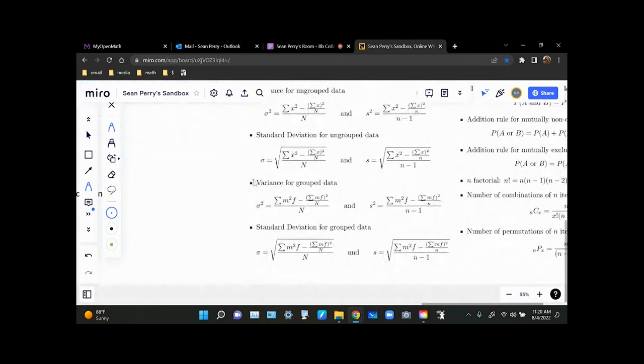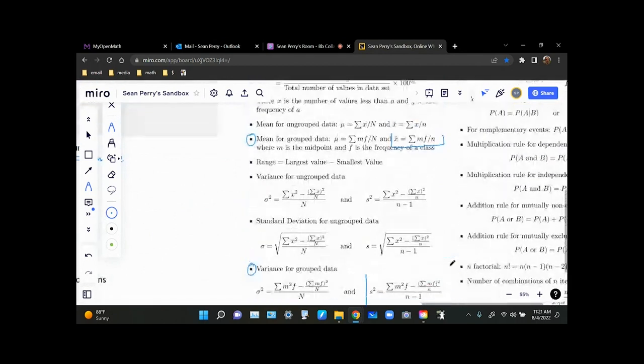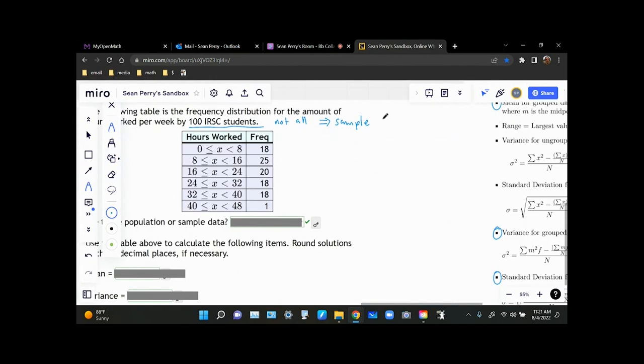Likewise, we have formula here for variance and standard deviation. So we'll begin by looking at the mean. The mean is given as the sum of m times f divided by n. And so we need to go find these symbols. What are their values? n is given as 100 here. The number of people in our sample is 100. f is the frequency. And m is going to be the midpoint of the intervals.